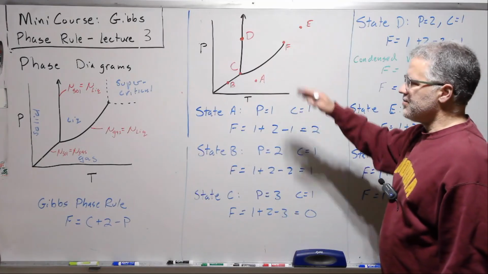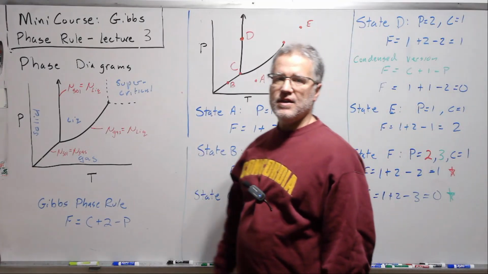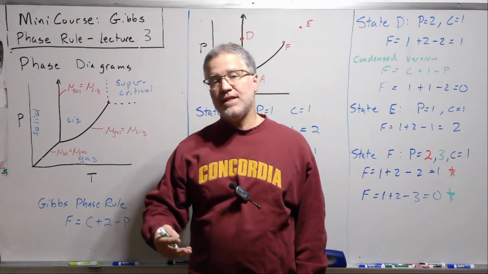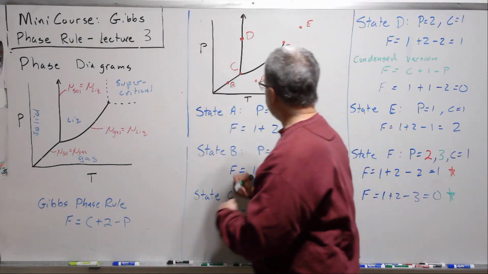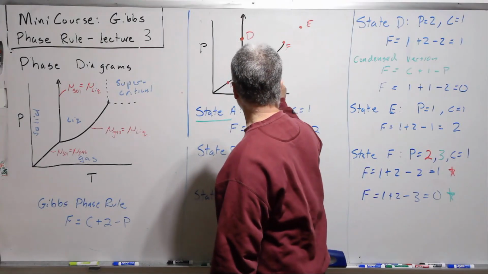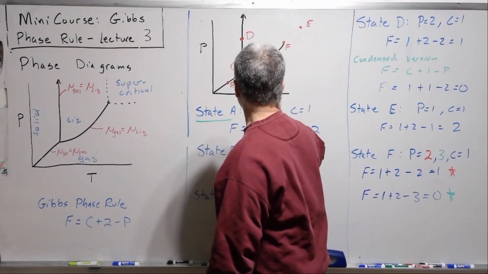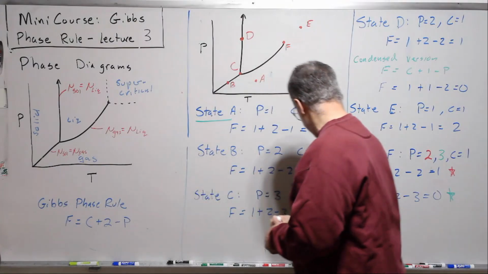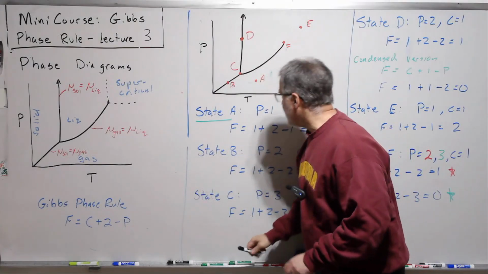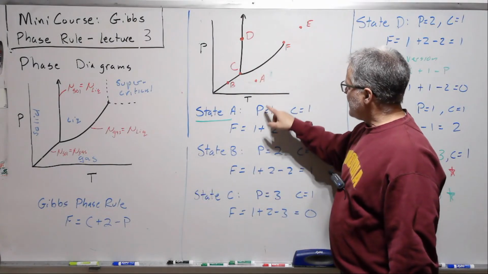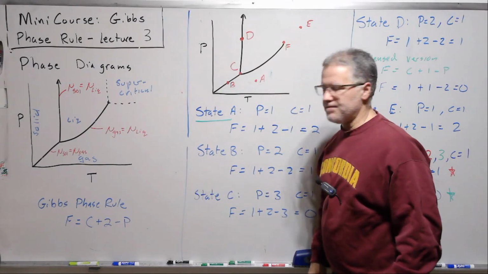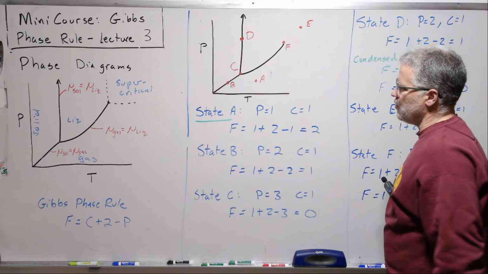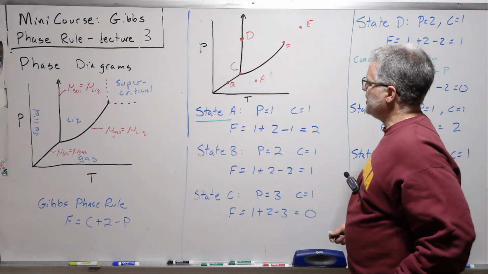Okay, so let's look at some special points on this phase diagram and apply the phase rule, and think about what the phase rule is telling us. So let's look at state A. Here we're off in this area. We've got a single phase, gas phase, and we have one component. We're always going to have one component here. We're talking about a single component system.